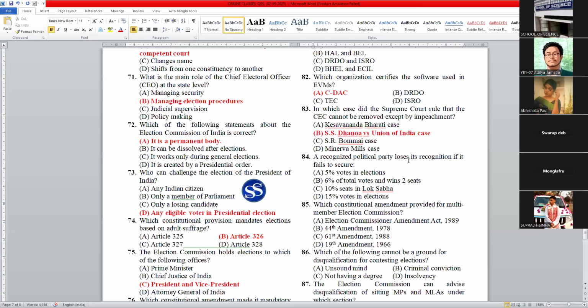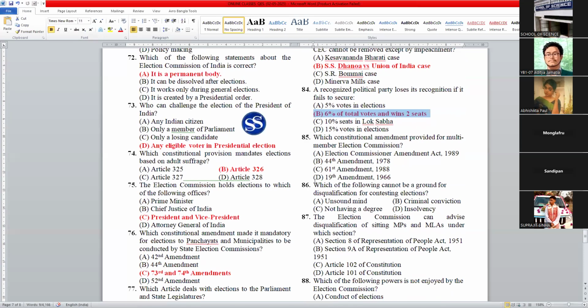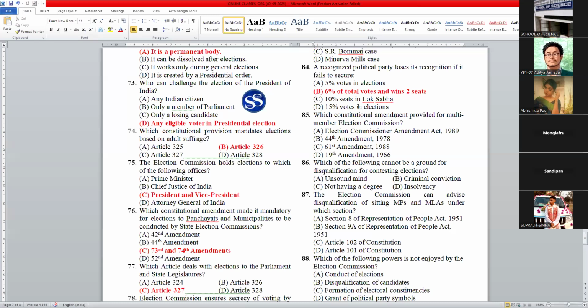Okay. Question number 84. A recognized political party loses its recognition if it fails to secure: option B, 6% of total votes and wins 2 seats. Very good. At least it should win 2 seats in the Lok Sabha.